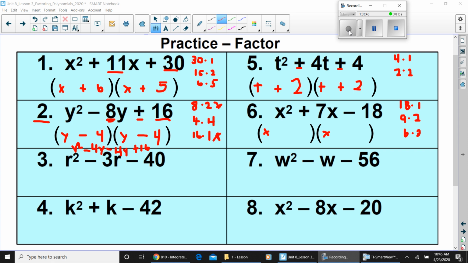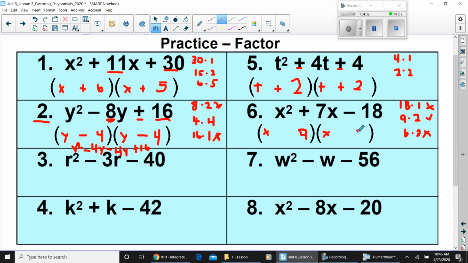All right. So we have 18: 18 times 1, 9 times 2, 6 times 3. One of these pairs you could use to add or subtract to 7. It is not 18 and 1, because 18 plus 1 is 19 and 18 minus 1 is 17. That's out. 9 plus 2 is 10. 9 minus 2 is 7. So this could be a possible pair. 6 plus 3 is 9, and 6 minus 3 is 3. That's out. So it's definitely 9 and 2.